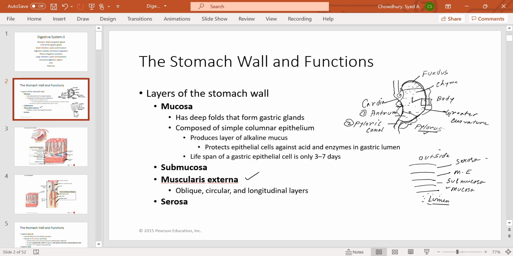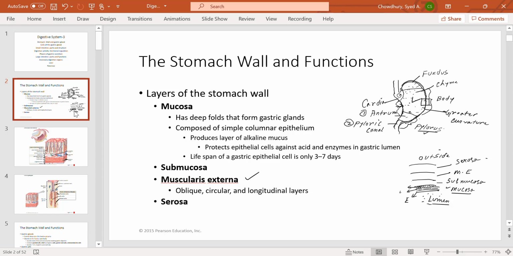Okay, now if you see the mucosa has three sublayers or three layers in it. Okay, from inside to outside we see three layers. This is the epithelium, this is the lamina propria, and this is called the muscularis mucosa. So epithelial layer, then next is the lamina propria, which is the connective tissue layer, and then muscularis mucosa. That means thin muscular layer in the mucosa. That's why it is called the muscularis mucosa.